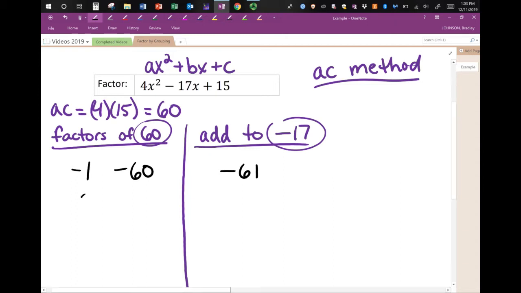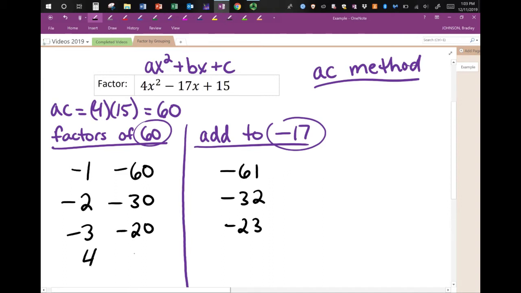I will keep going. 2 and 30, but we need negative. Negative 2 times negative 30 gives you a positive 60. Added together, you get negative 32. Okay, then 3 times 20, but negative and negative. Add that together, get negative 23. Looks like we're getting closer to negative 17.